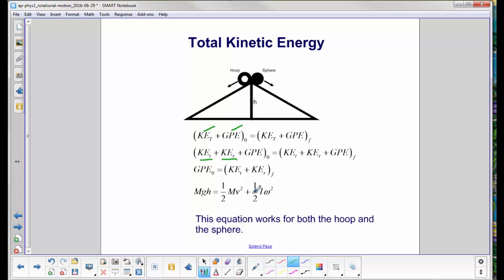We now substitute the values in here. We have mgh. They both have the same mass, 1/2 mv squared plus 1/2 I omega squared. This is the rotational kinetic energy. This equation right here works for both the hoop and the sphere. The only thing that will be different is this I when we start solving for the problem. The moments of inertia of those two objects are different.